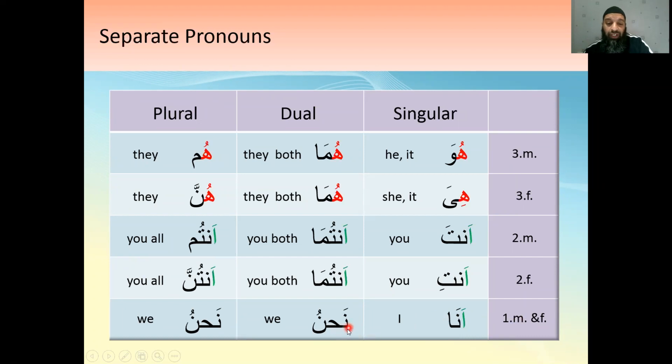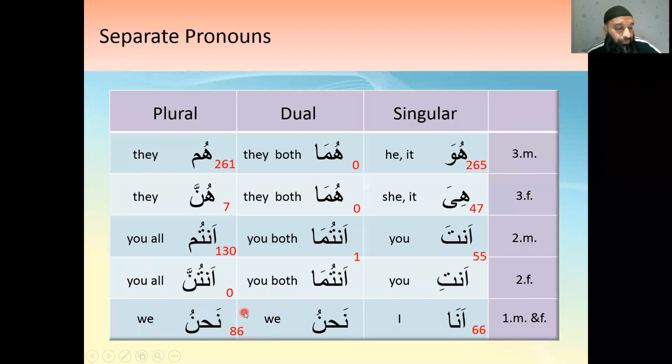And then we've got nahnu, which means we, for two or for more. Nahnu is the same for dual and plural. So nahnu means we. Nahnu muslimuna, we are Muslims. Nahnu sadiquna, we are truthful people. How many times is it coming in the Quran? 86. So 86 times. I put 86 in the middle because I didn't check to see how many times it's meaning dual and how many times it's meaning plural, but I presume most of the time it's plural.